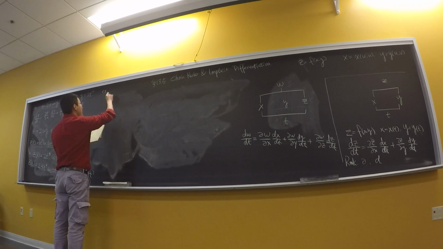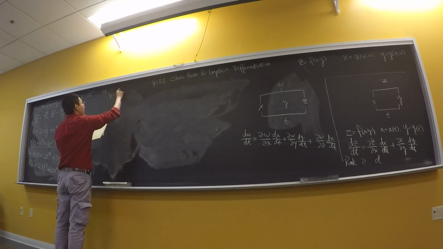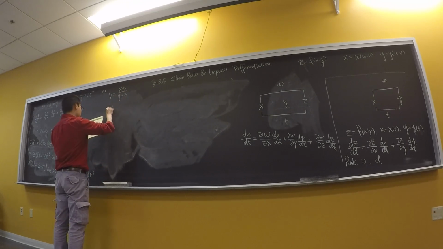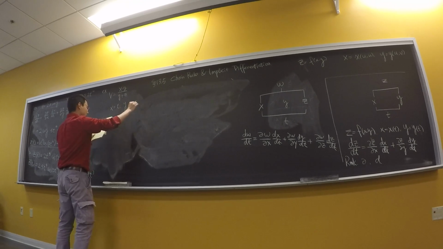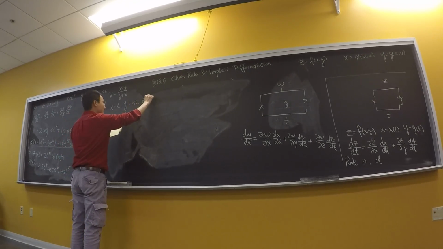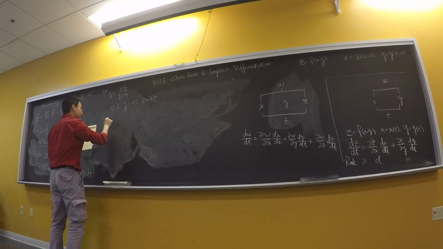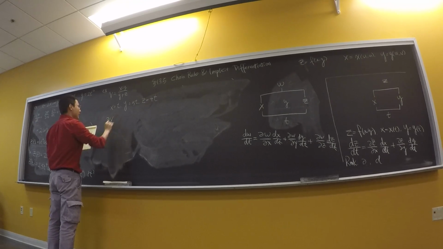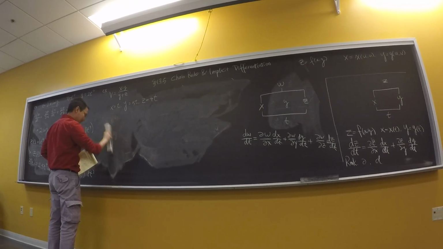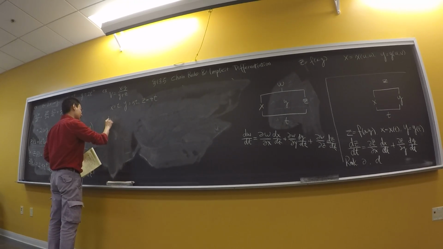So if I have a function v equal to x minus y divided by y plus z, with x equal to t, y equal to 5t, and z equal to 4t, I want to compute dv dt.